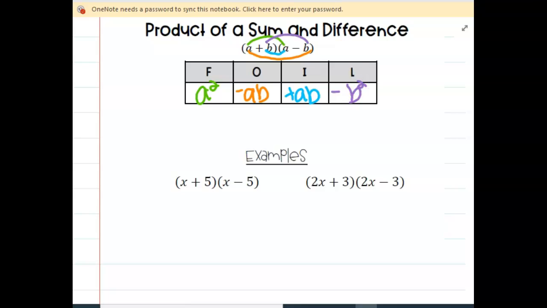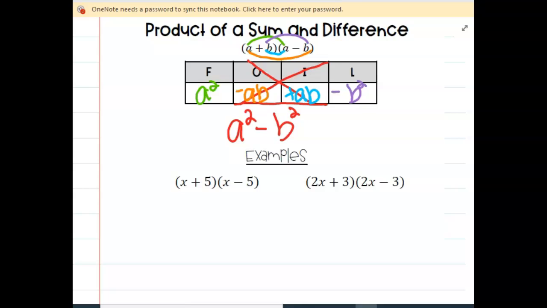Now, just like yesterday, notice these two middle terms, the O and the I, it's a negative ab and a positive ab. The same thing, just opposite signs. What's going to happen with those? They're going to cancel out every single time. And all you're left with is the F, which is a squared, and the L, which is negative b squared.